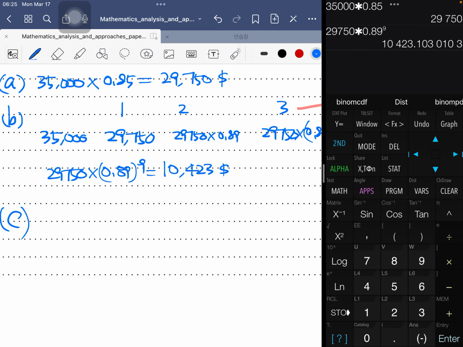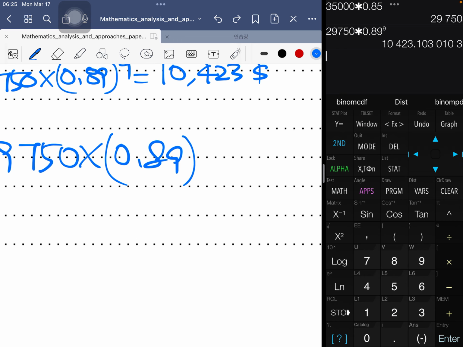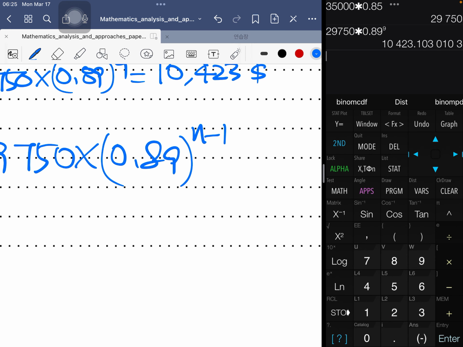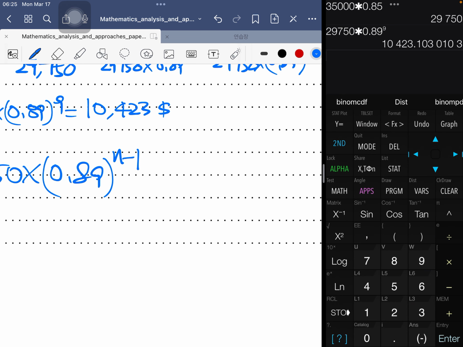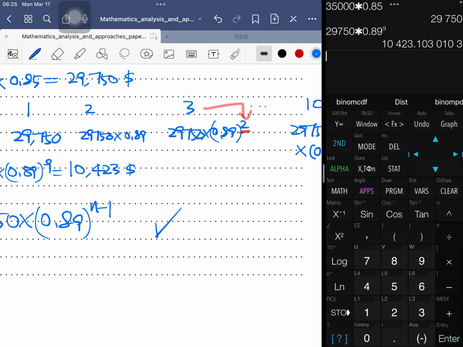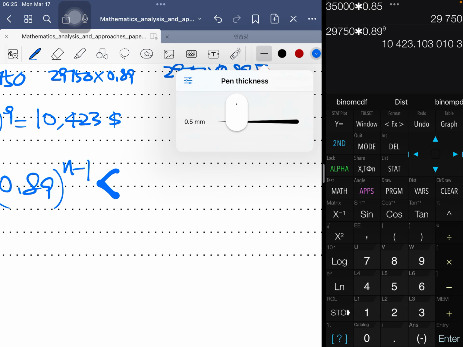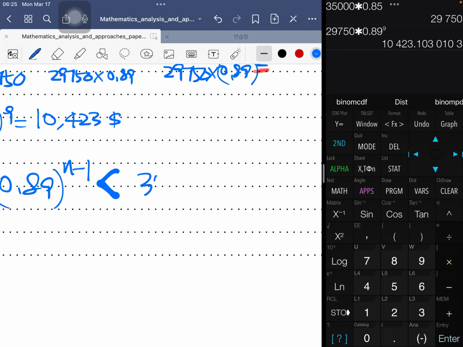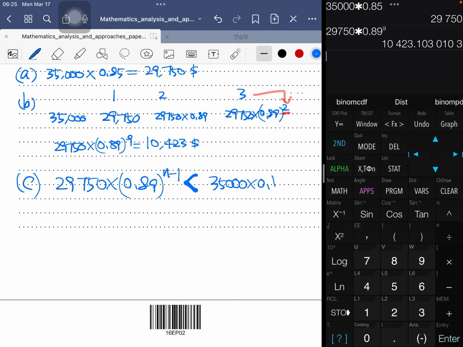So it's going to be 29,750 times 0.89 to the n minus 1 power. This price is less than 10% of its original value. Less than 10%, so it's going to be $35,000 times 0.1. So we need to find the answer for this inequality.